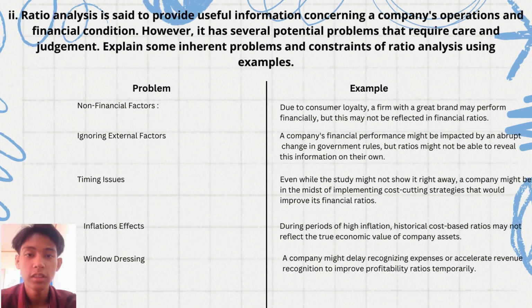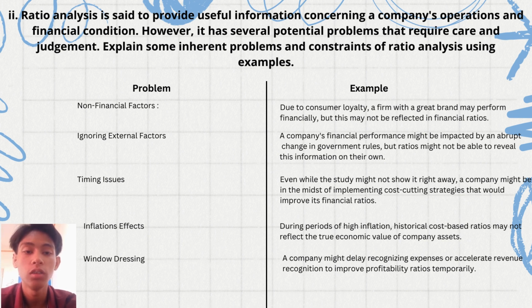Let's go to question number 3, 2 Roman. Inherent problem and constraint of financial analysis. The first problem is non-financial factor. It means ratio could miss non-financial aspect including strong brand, competent management and shifting market dynamics. The example is due to consumer loyalty, a firm with a great brand may perform financially, but this may not be reflected in financial ratio.